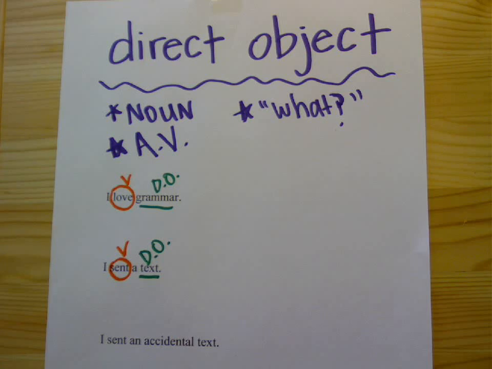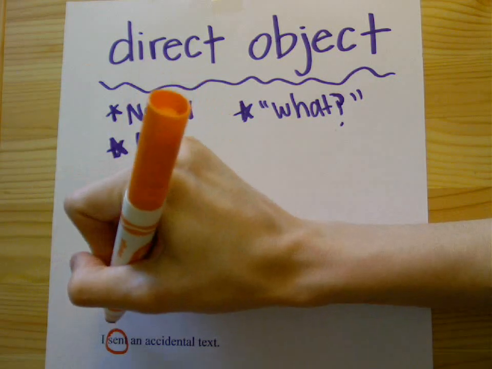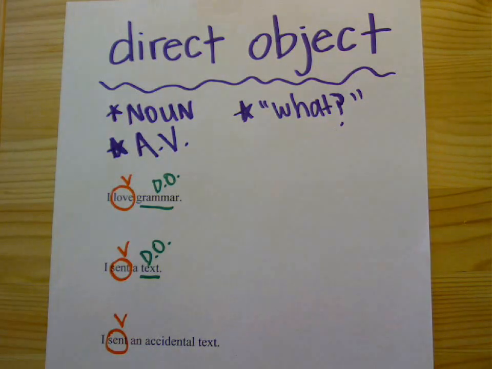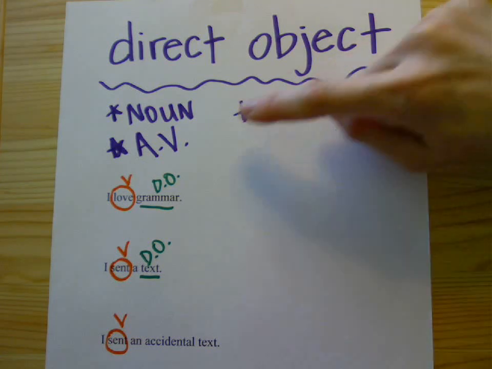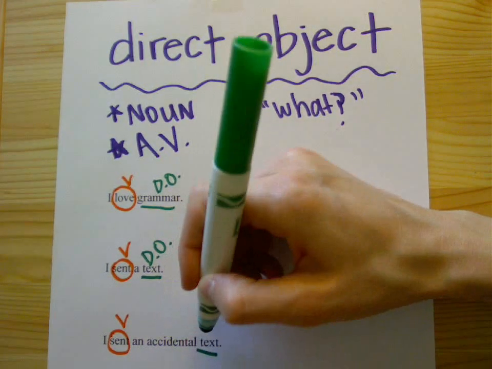So we're going to check this one to see if we can figure out what the direct object is. Okay, so the first thing we're going to do is find your verb. So your verb here, again, is sent. All right, now it's an action verb. Great. Goes with our direct object. Let's ask ourselves what? I sent what? Well, you sent an accidental text, but what's really the thing that you sent? We're going to say it's a text.